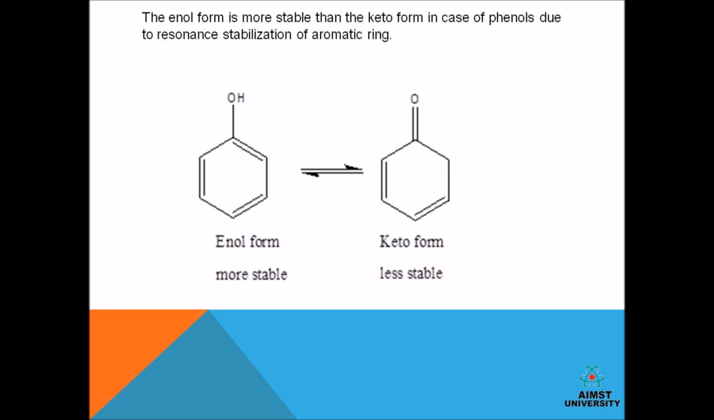The enol form is more stable than the keto form in certain cases, such as phenols, due to stabilization by resonance in certain aromatic structures. You can see the left hand enol form is more stable than the right hand keto form, which is less stable.